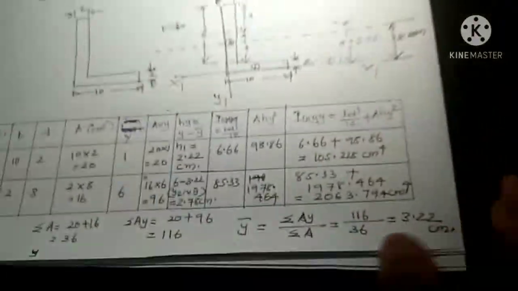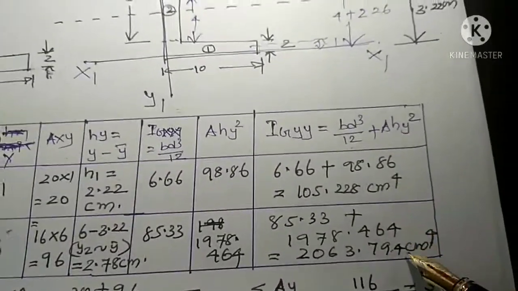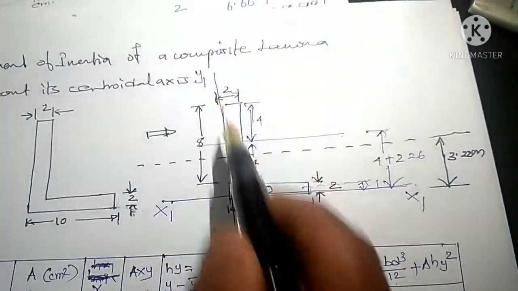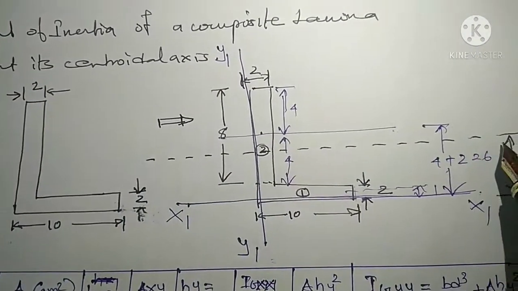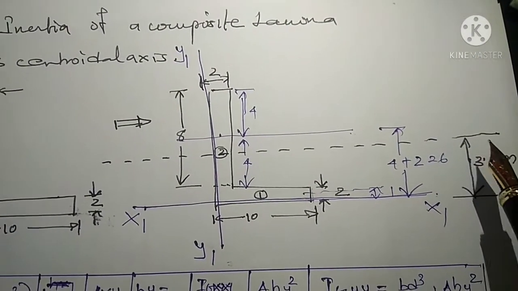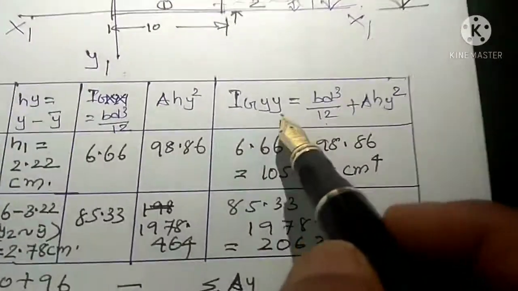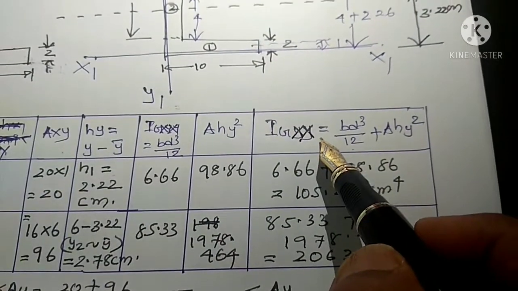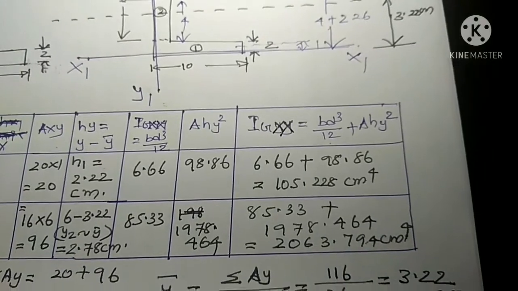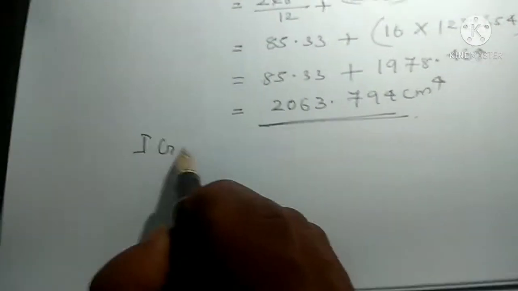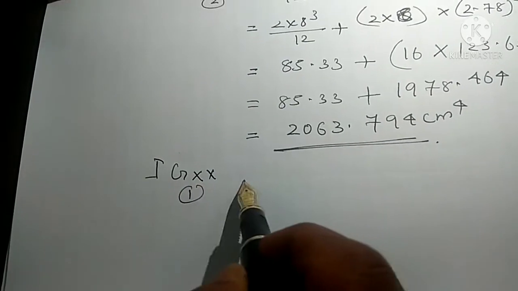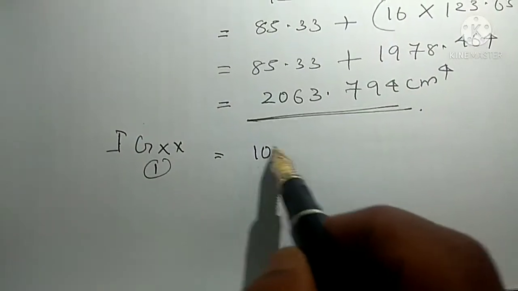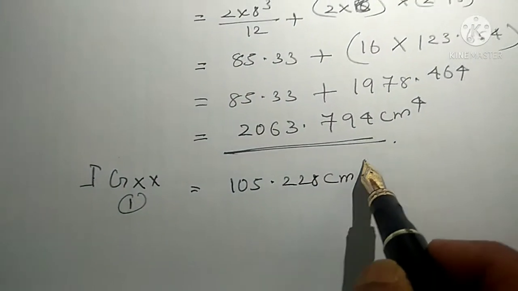Okay, and finally you have to add these two values in order to find out the moment of inertia of the whole component about the horizontal centroidal axis. Horizontal centroidal axis. This is not IGYY. This is IGXX. Note that IGXX1 is equal to 105.228 centimeter raised to 4.